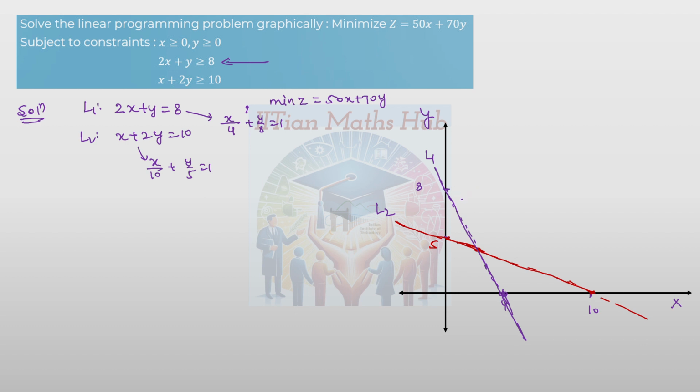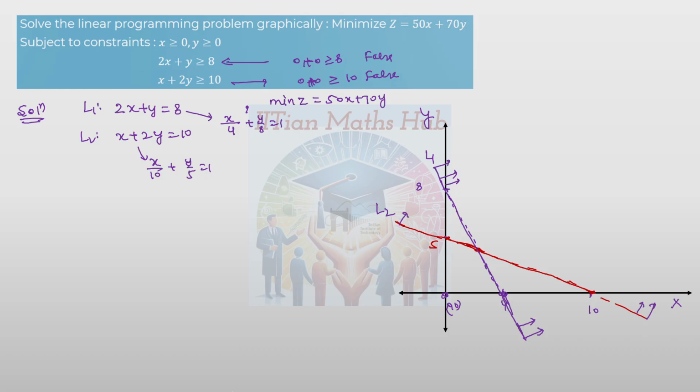So for L1, if you take 0 0 origin, will it satisfy? 0 comma 0, 0 plus 0 will be greater than or equal to 8. It is not satisfying, that is false. So the shaded region will be above the line, or we can say the feasible region will be above the line for this line. Similarly, for the second inequality, again you can take 0 0, right? 0 plus 0 will give you greater than or equal to 10, which is not true. Again it is false, so again it is also above the line.